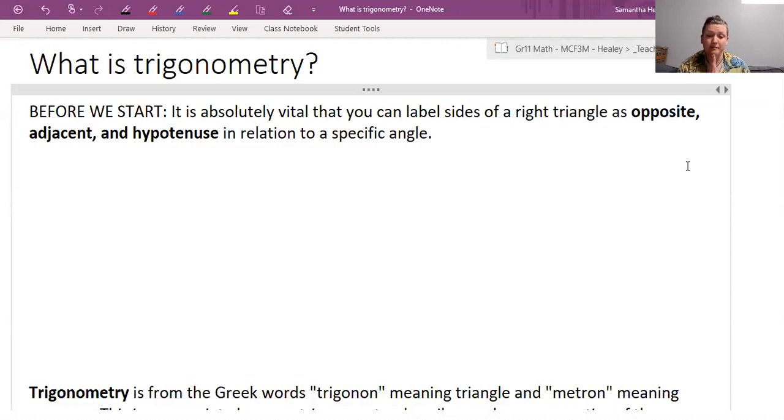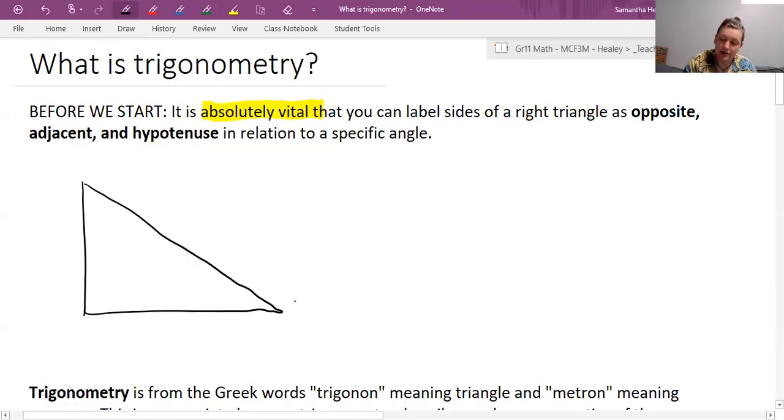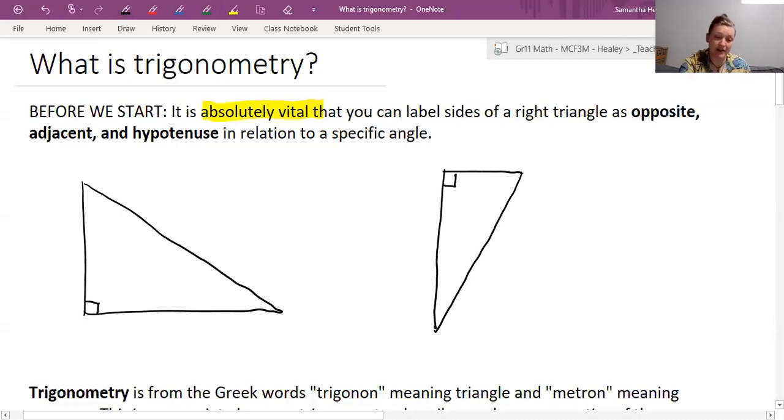Before we start though, like I said here, it's absolutely vital that you can label the sides of a right triangle as opposite, adjacent, and hypotenuse in relation to a specific angle. That's why I made you practice it twice last week. So that means if we have a right triangle, any right triangle, any size, any shape, any orientation, any way it's flipped, you're able to label the sides in relation to a given angle.